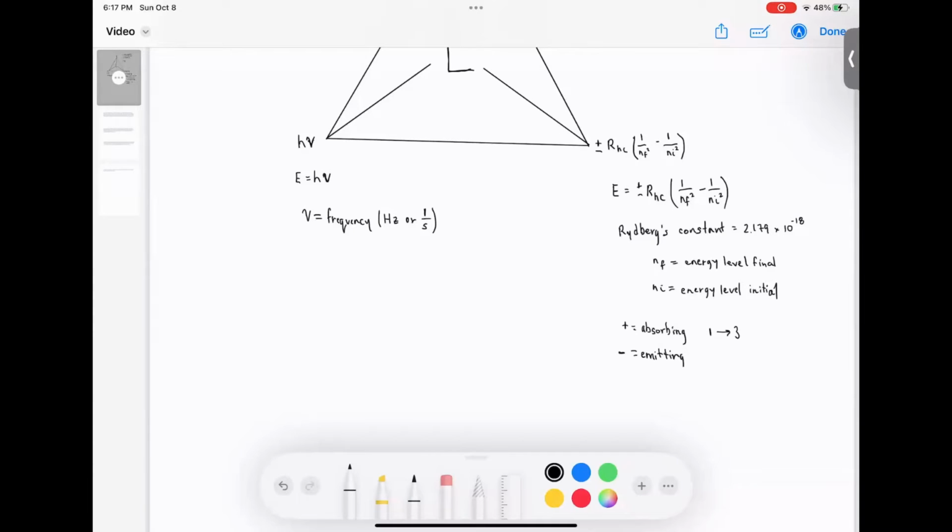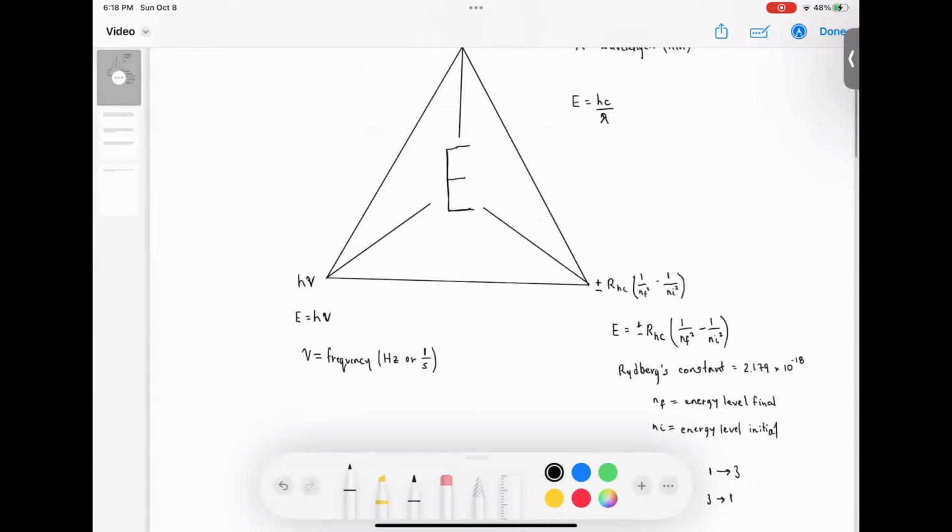You're going from a lower energy level down to... that's going to be very important to know. This is the Holy Trinity.